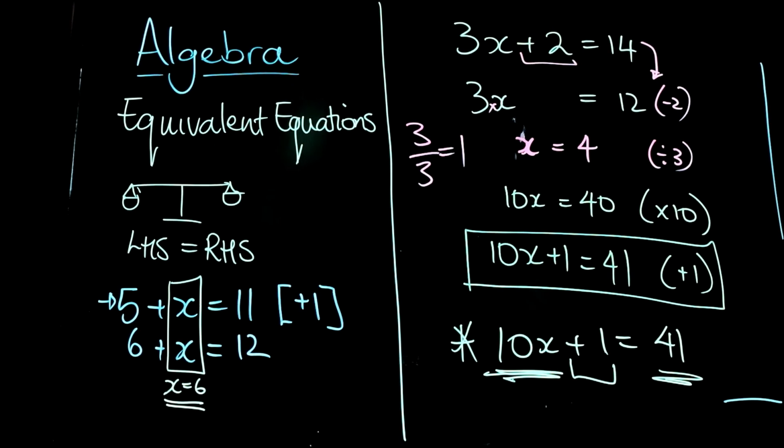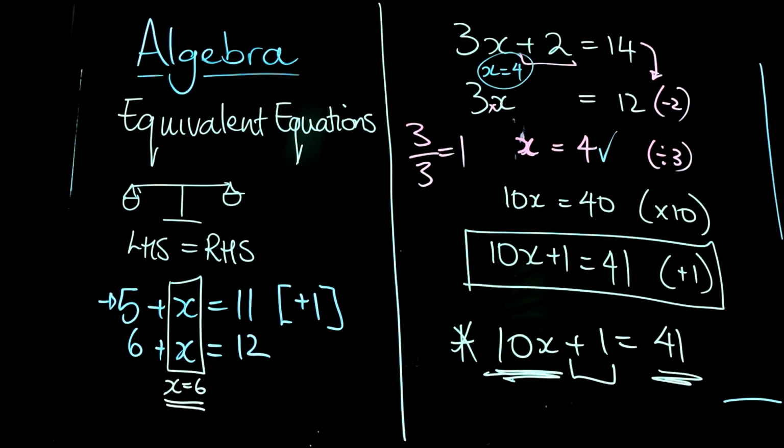So let's go back and just double check our starting equation. 3 times something, 3 times 4 is 12, plus 2 is 14. So x is equal to 4 here. And x is still equal to 4 there. And what about here? We've got 10 times 4. So x is equal to 4 here.